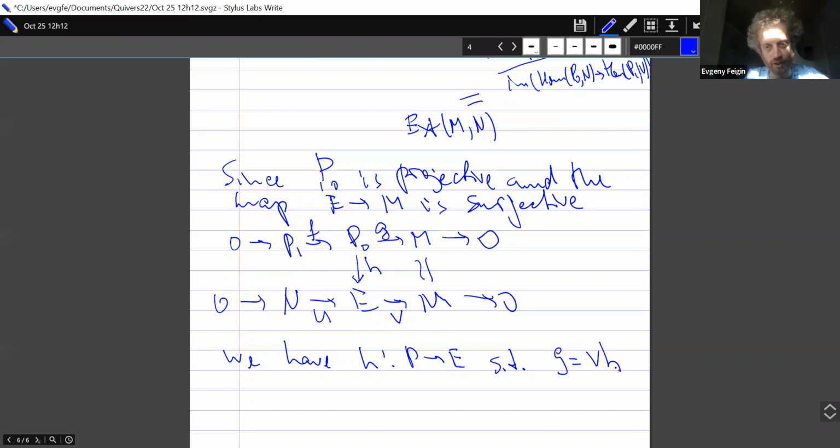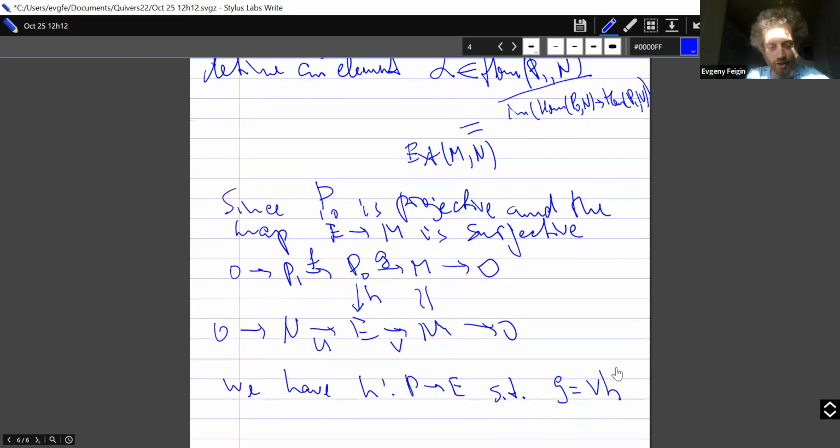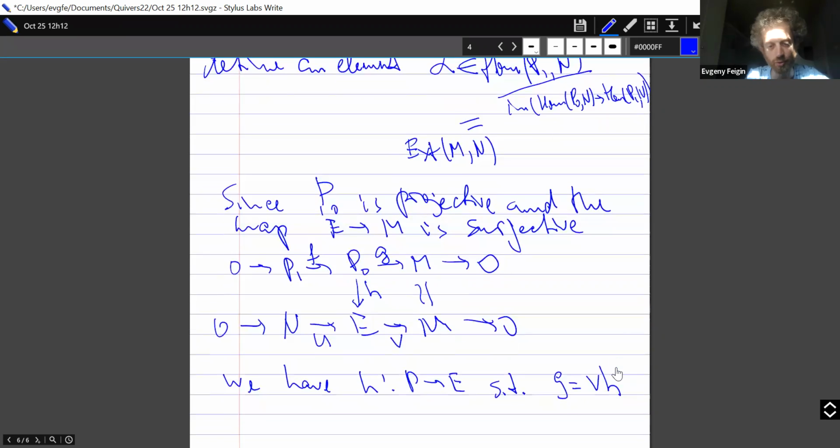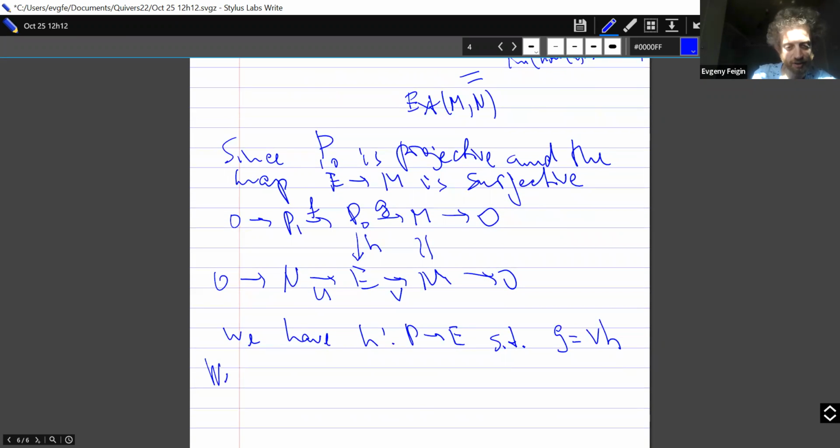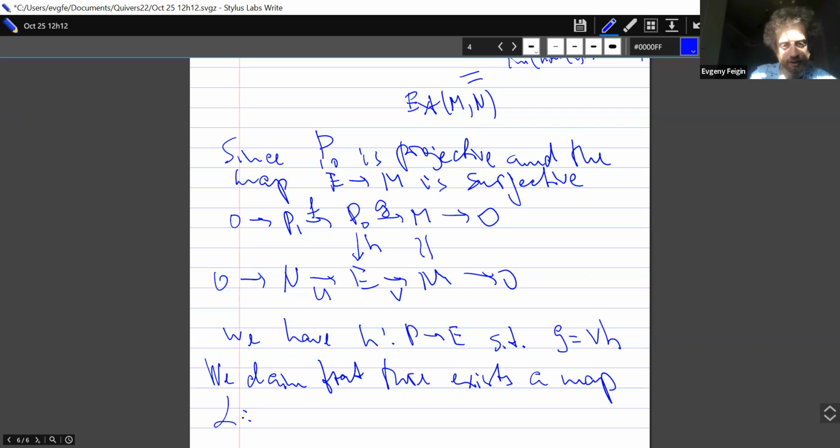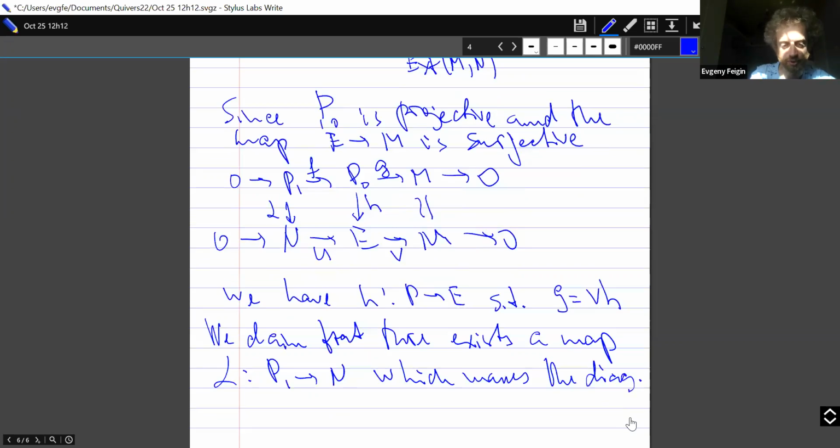Okay, and so recall that we need actually some map from P1 to N, and we claim that there exists a map alpha from P1 to N, which makes the above diagram commutative.